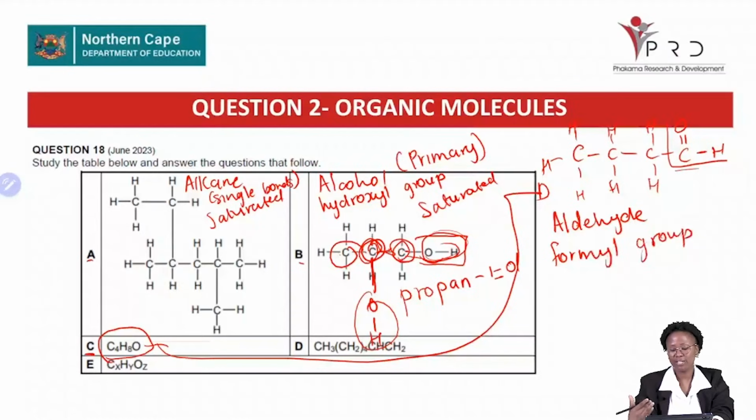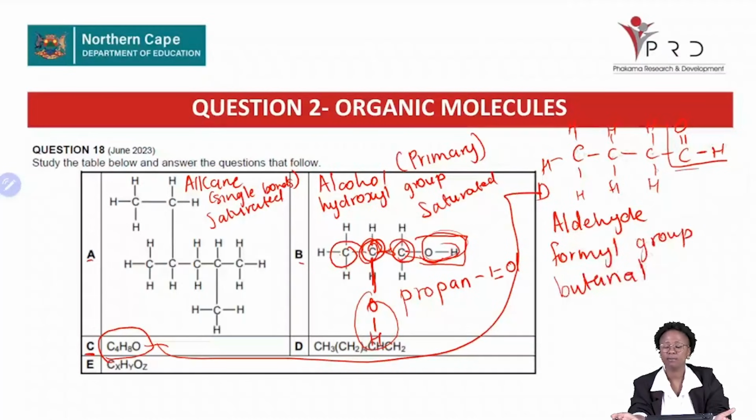What else can I know about this aldehyde? I can give an IUPAC name. 1, 2, 3, 4 is but. So it will be butan-1, butanal actually. It will be butanal. Why am I not putting a 1? Because the aldehydes will always be on carbon number 1. So there's no need to put a 1 between the N and the A, because they're always going to be on carbon number 1.